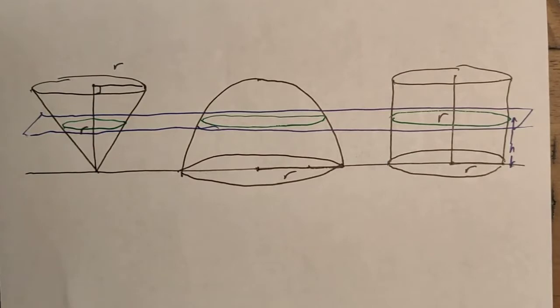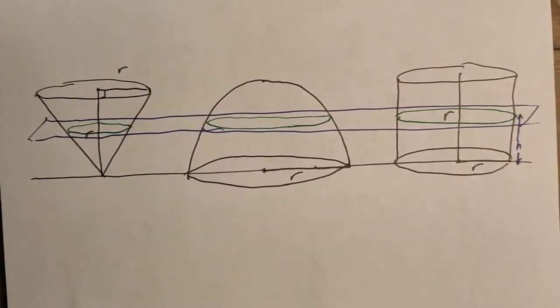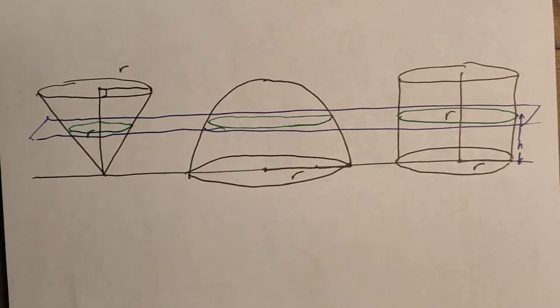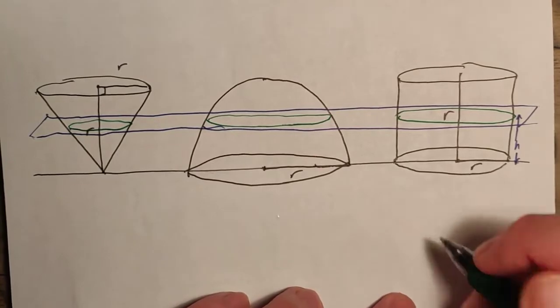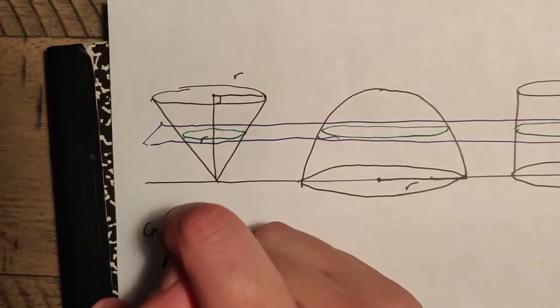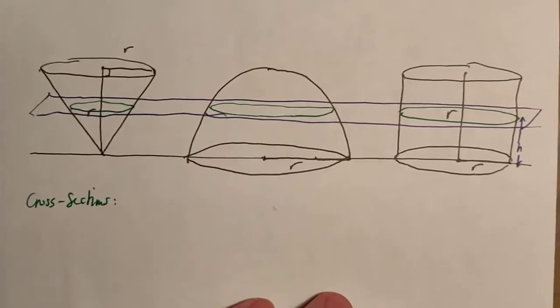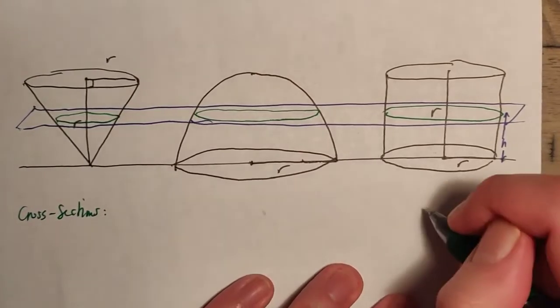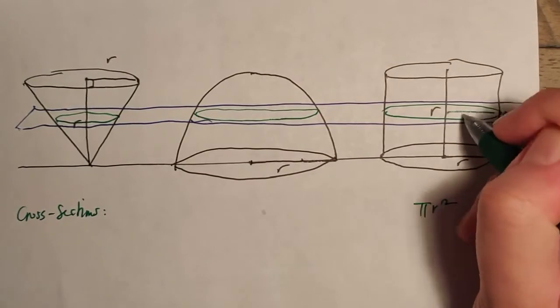So what we're going to do now is look at each of these circles and compute their areas. Now the cylinder is the easiest one, because the cylinder is consistently the same shape all the way up, consistently the same size. So it's pretty clear that each of these is a circle of radius r. We're looking at the cross sections here. For the cylinder, it's pretty easy to see that the area is just going to be pi r squared, because it's a circle of radius r, right?